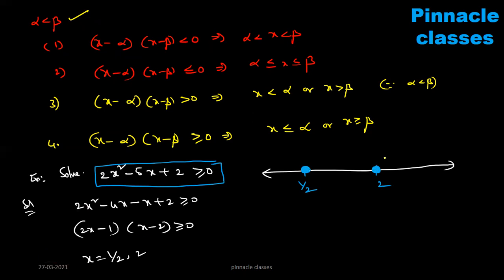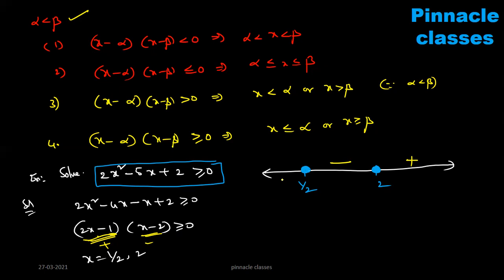Now take any one number more than 2: 2, 3, 4, 5, anything. Put these values in the given question, always getting positive. Take any one number that lies between 1 by 2 and 2. Suppose take 1. Yes, it is in this region. Put x is equal to 1, that means 1 gives 2, but in this case negative. So plus into minus means negative is coming.